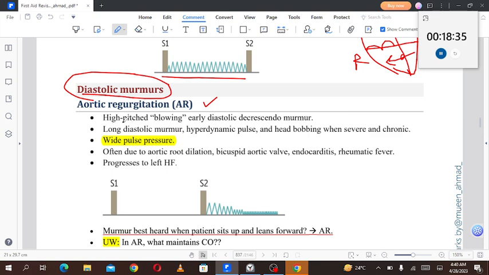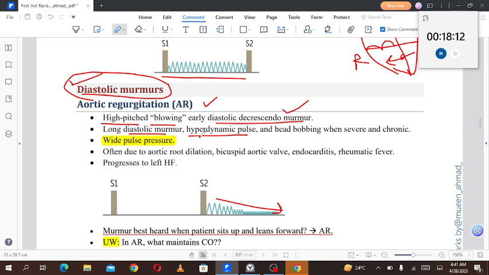Aortic regurgitation: a high-pitched, blowing, early diastolic decrescendo murmur. So it is a decrescendo murmur. The very first thing you must remember is that it is a decrescendo murmur. Second, it is a diastolic murmur, and third, it is a blowing, high-pitched murmur. It is a long diastolic murmur, with a hyperdynamic pulse. So there will be a long diastolic murmur heard throughout the diastole.